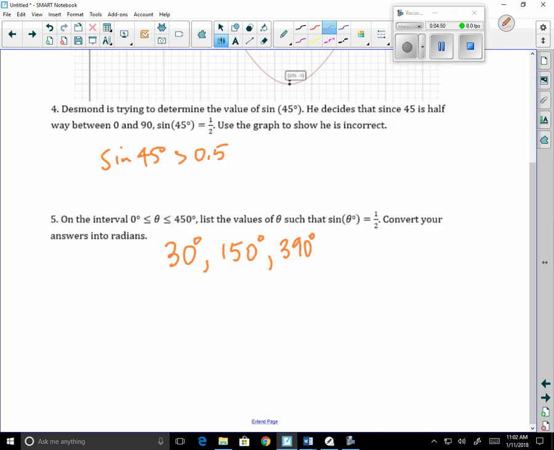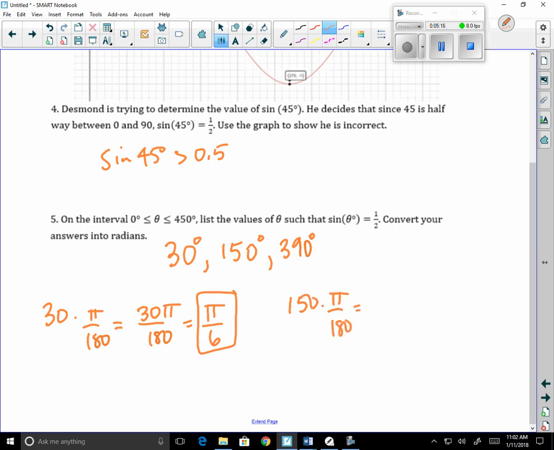It then asks us to convert each one of those to radians. So if I want to convert 30 degrees to radians, I would do 30 times pi over 180, which is going to become 30 pi over 180, or just pi over 6. So that's one answer. If I do 150 times pi over 180, that becomes 150 pi over 180, which becomes 5 pi over 6.